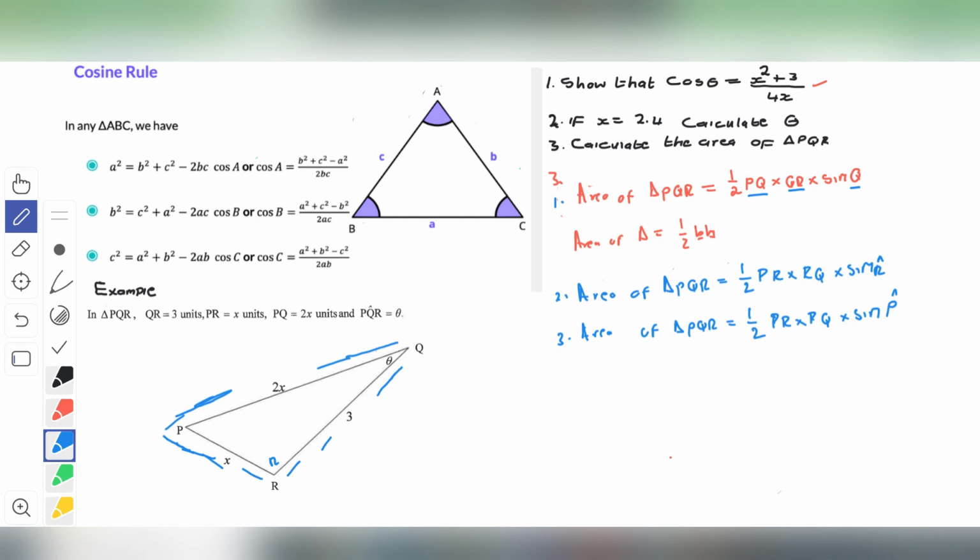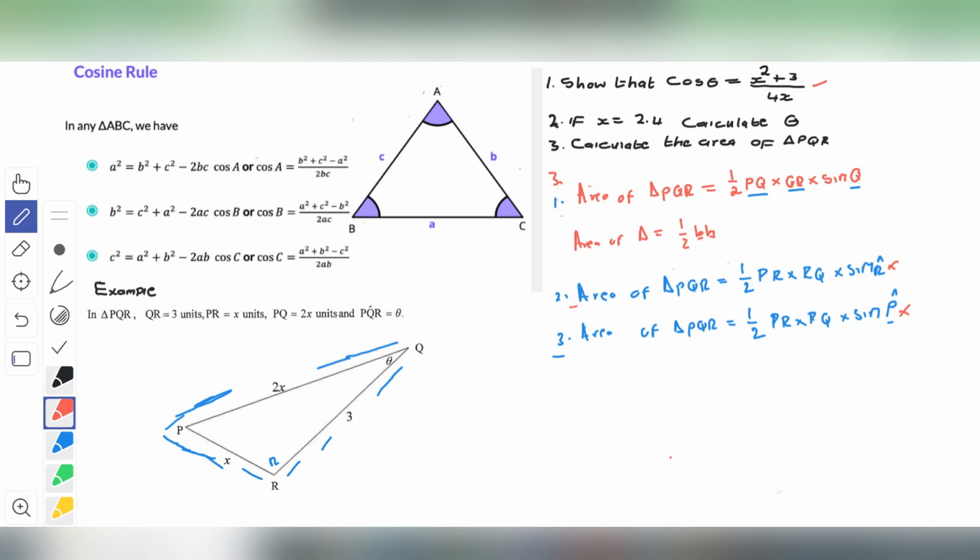But then which one do you choose, right? That is the good question. So now you check, okay, can I use this one, let's start with the third one for the area of triangle PQR? It's 1 over 2 PR times PQ sine of P. Do you have angle P? No, we don't have it, meaning we are not going to use this one. Then we go to the second one. Do you have the value of angle R? No, we don't have it, so we're not going to use this one.